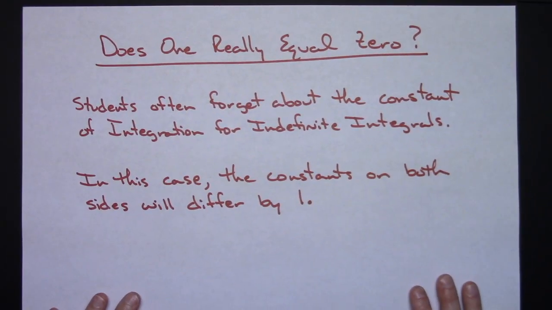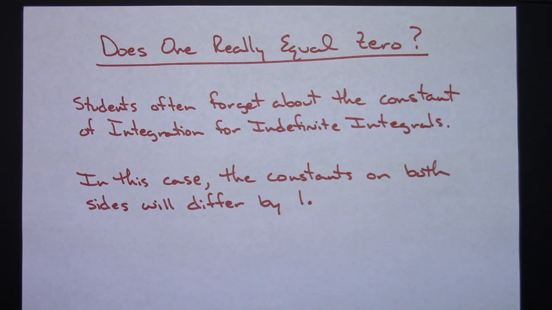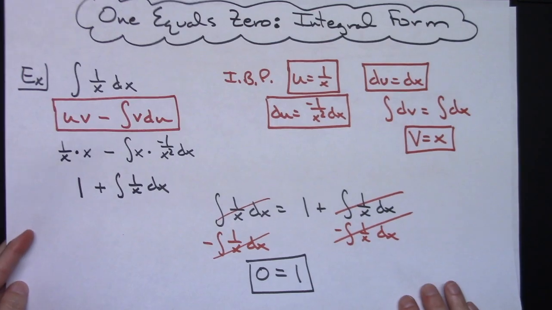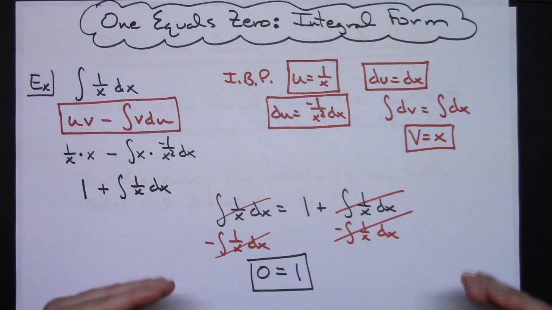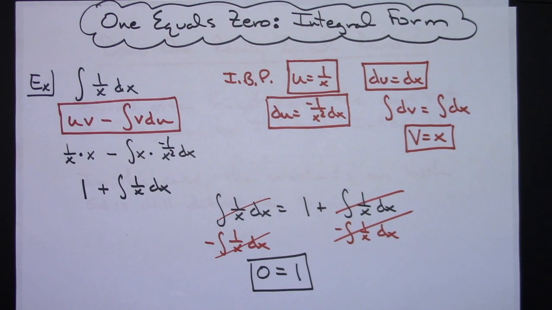Alright, does 1 really equal 0? The key here is in that constant of integration. Students often forget about that constant of integration for indefinite integrals. In this particular case, the constants on both sides are going to differ by 1. The constants will differ by 1. So notice in all of this, I did not do a plus c. I didn't show the plus c, that constant of integration. So definitely you would have a constant on both sides, and they're going to differ by 1.